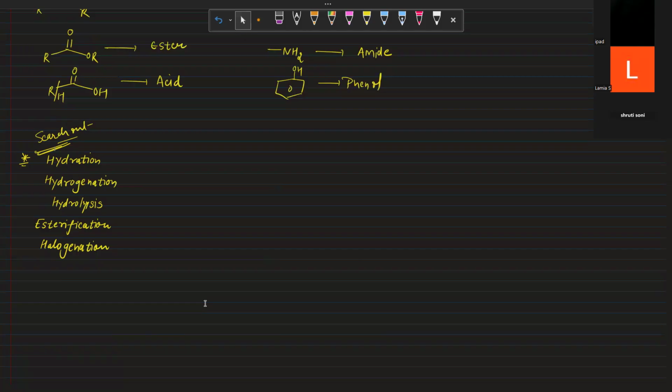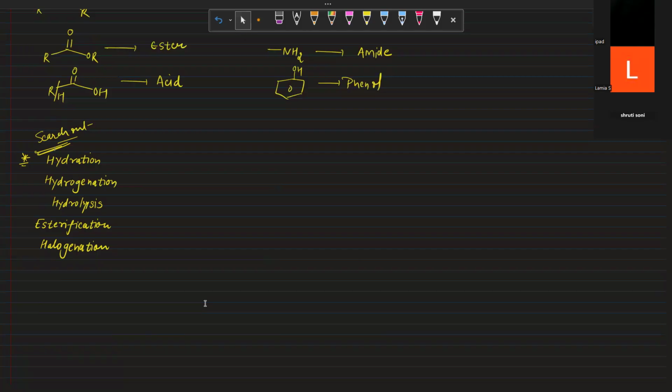When we started talking about hydration, oxymercuration, demercuration, and hydroboration, was this all part of method of preparation? Yeah, up to now, all the reactions we discussed are part of the method of preparation of alcohol. Okay, so hydration. I still need to memorize the reagents, right? Yeah.